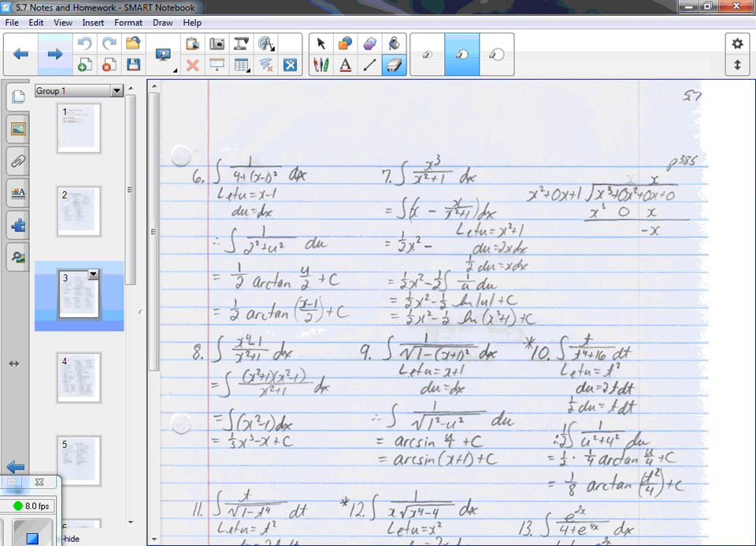All right, on number 7, we're supposed to find the integral. And if you'll recall, this is the section where we said it's impossible to try to work an example of everything. Every technique you can possibly imagine could come up. Number 7 requires a little bit of long division.